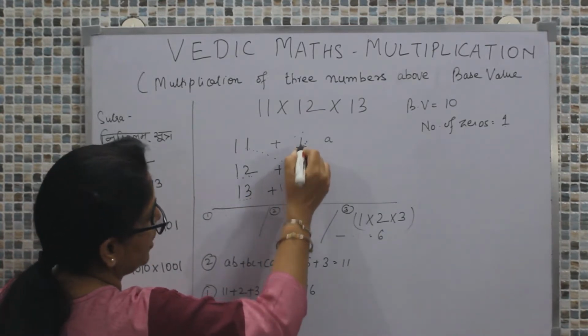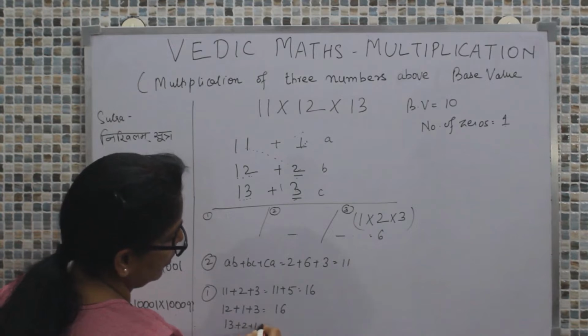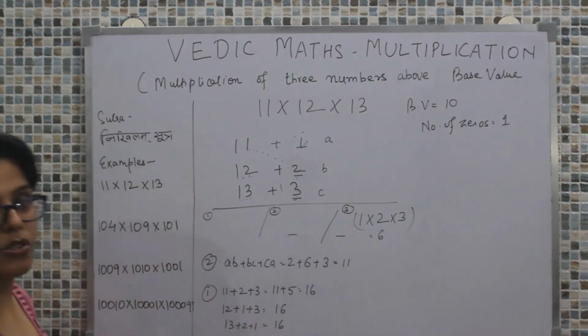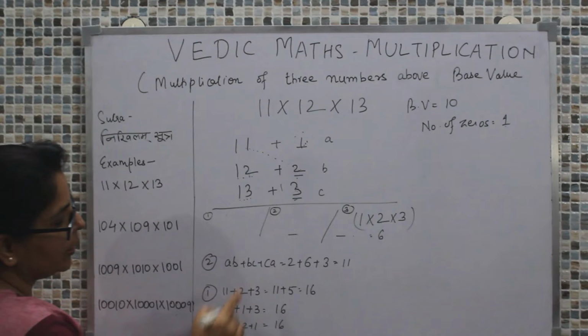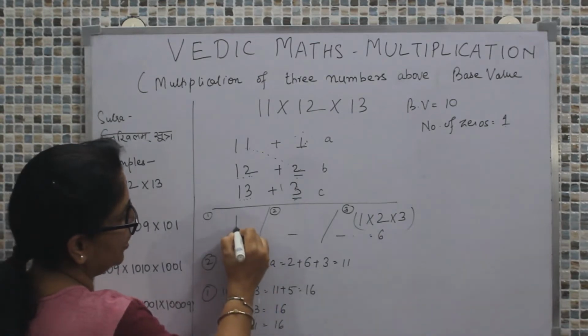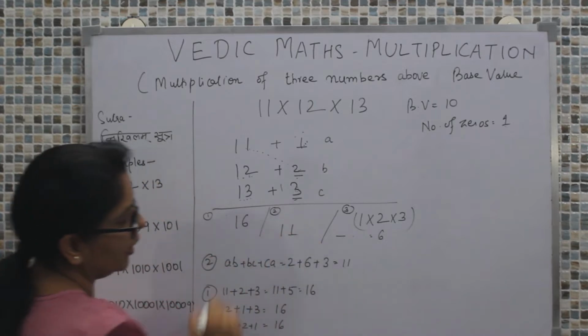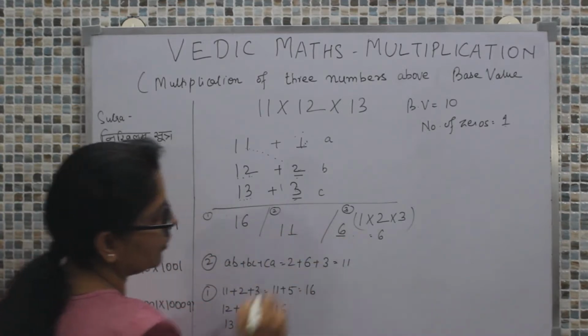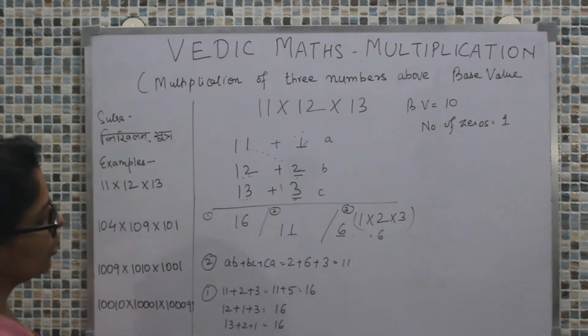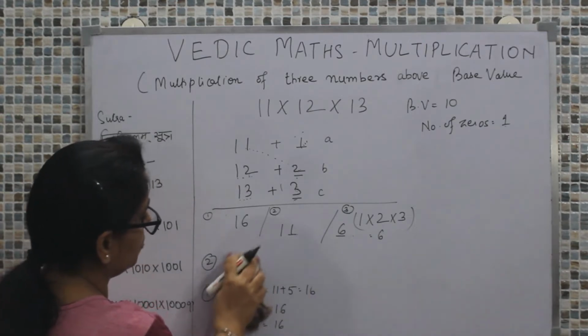13 plus 2 plus 1. That will also come to 16. So we have calculated all the three components. Here we need to write it as 16. Here we had got 11 and here we have 6. So we have made out the calculation of all the three components.